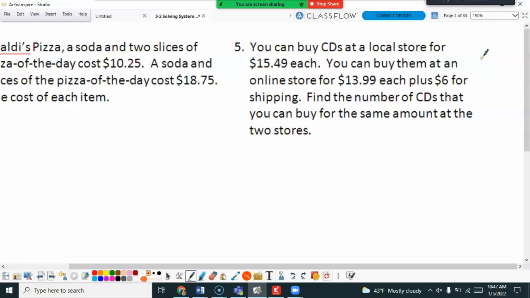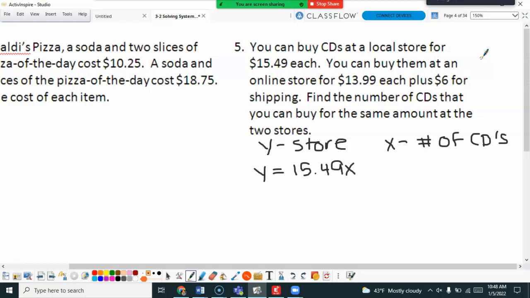So we'll say that Y is the store and X is the number of CDs. So at the store in person, it's $15.49 a CD. At the online store, it's $13.99 a CD plus $6 to ship it.